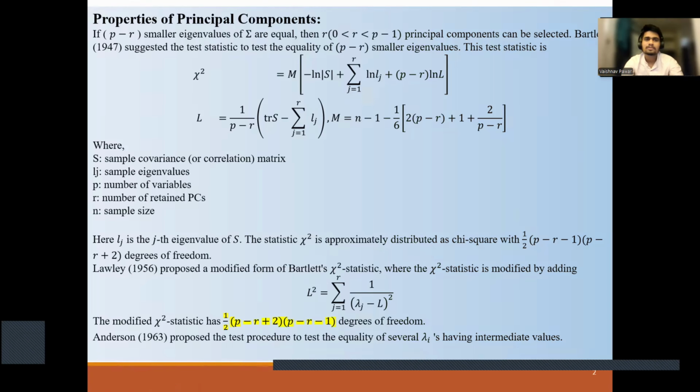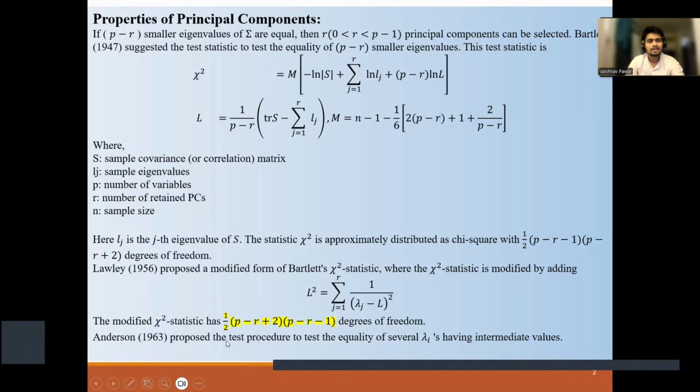Then, properties of principal component analysis. If the p minus r smaller eigenvalues of sigma are equal, then we have to choose the first r principal components. This is given by Bartlett. This is our test statistic, with degrees of freedom 1 by 2 (p minus r plus 2)(p minus r minus 1).